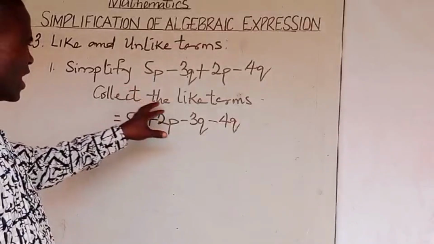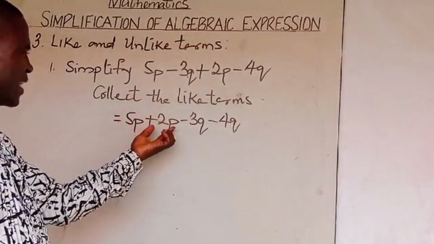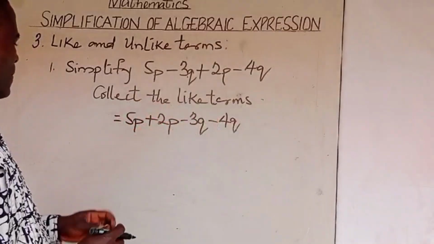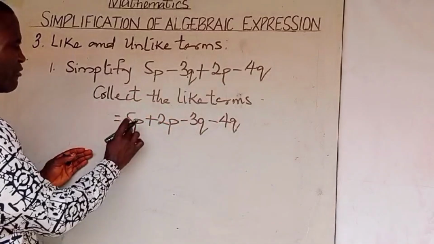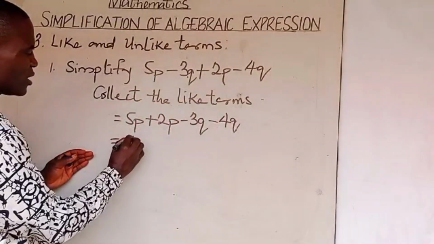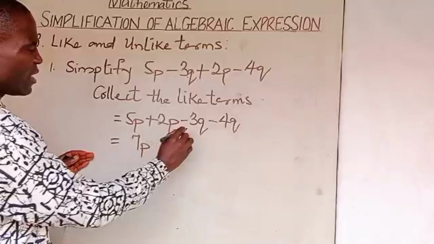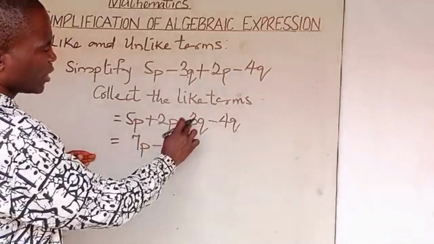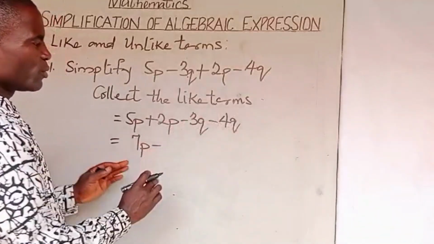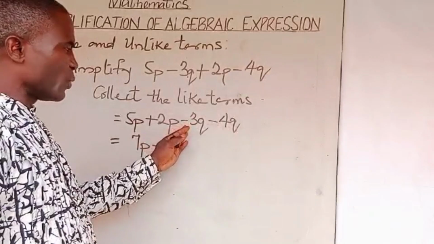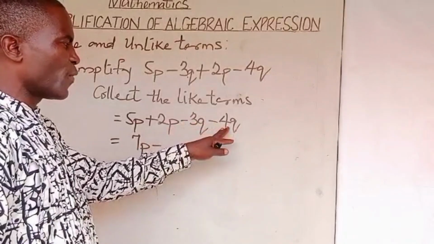Is collecting the like terms. This and this, they are like. Now, what do we do? 5p plus 2p gives us 7p. Then minus 3q minus 4q means you are owing 3q, you are still owing another 4q.